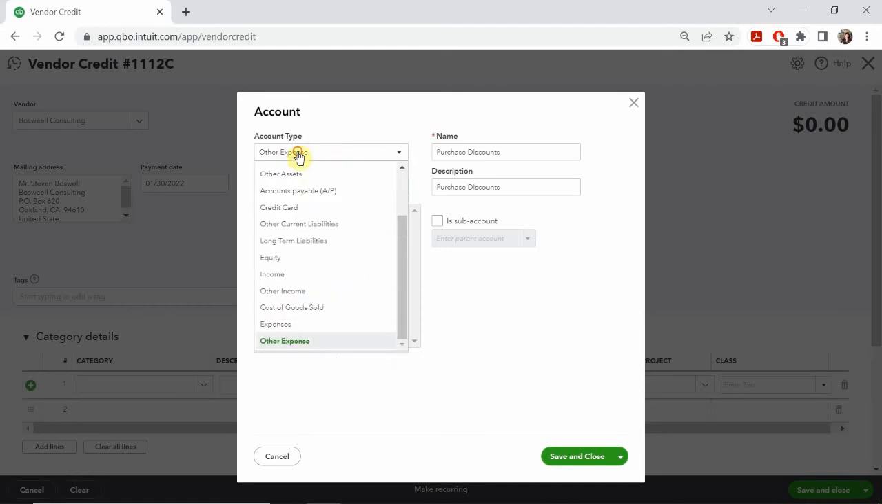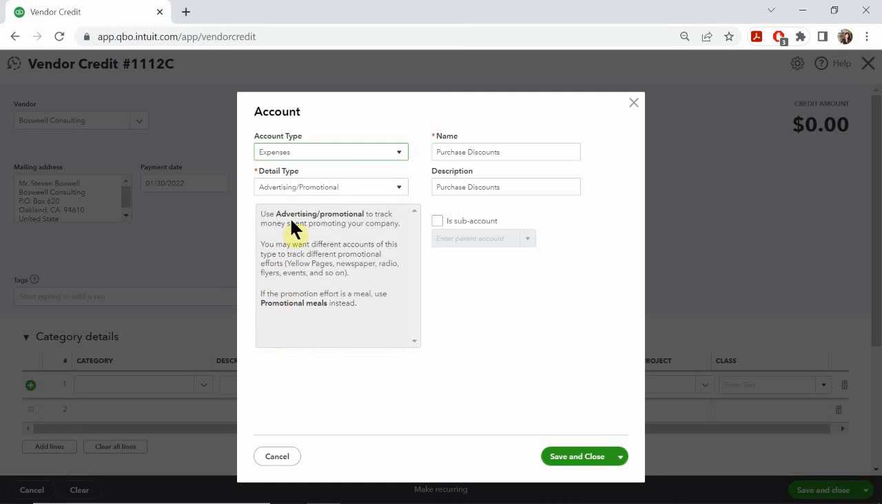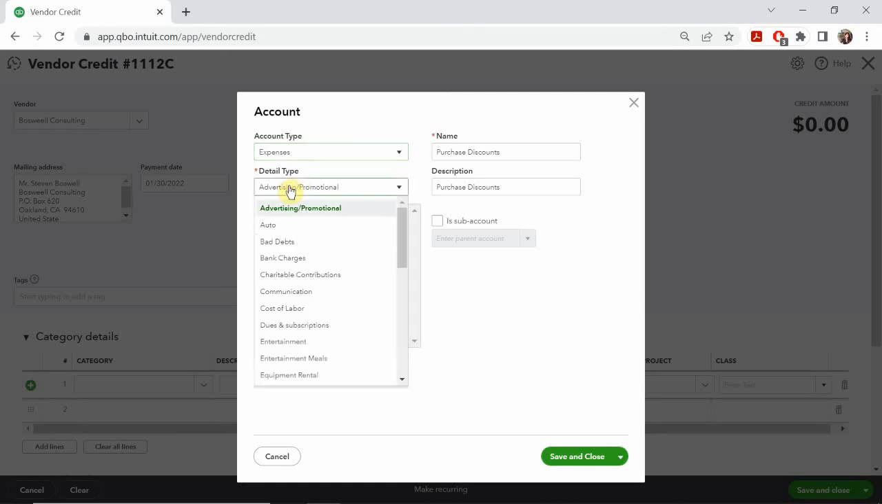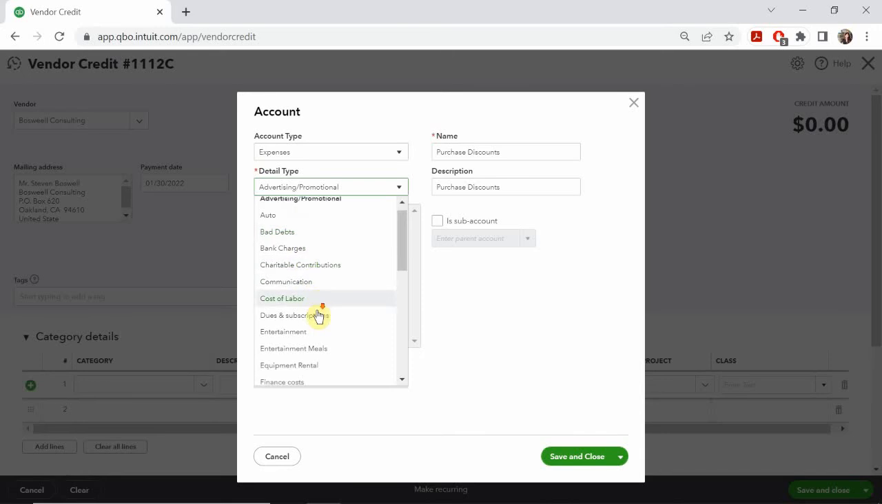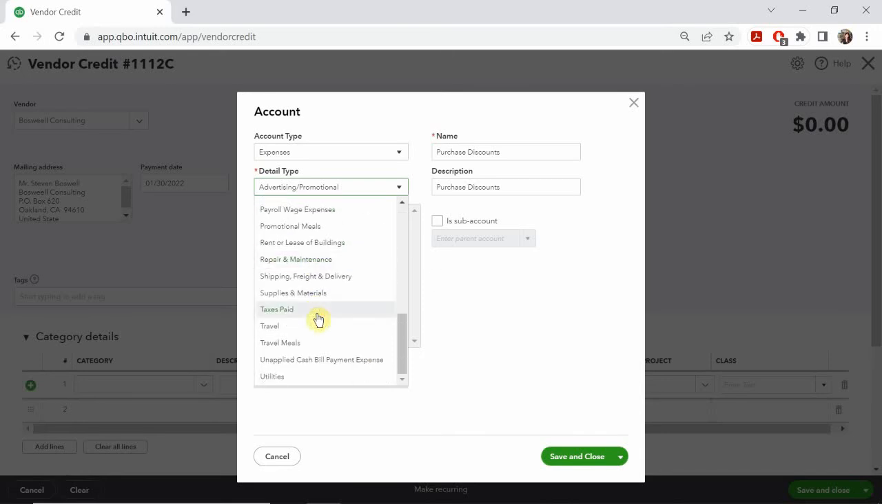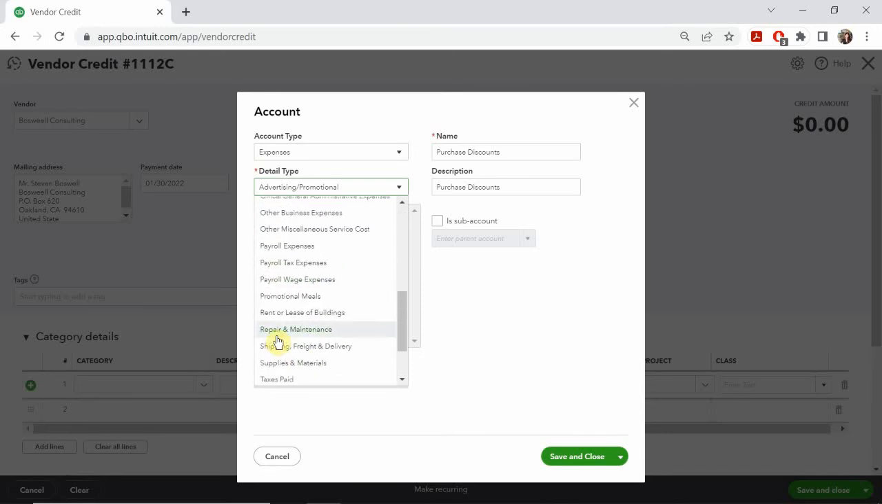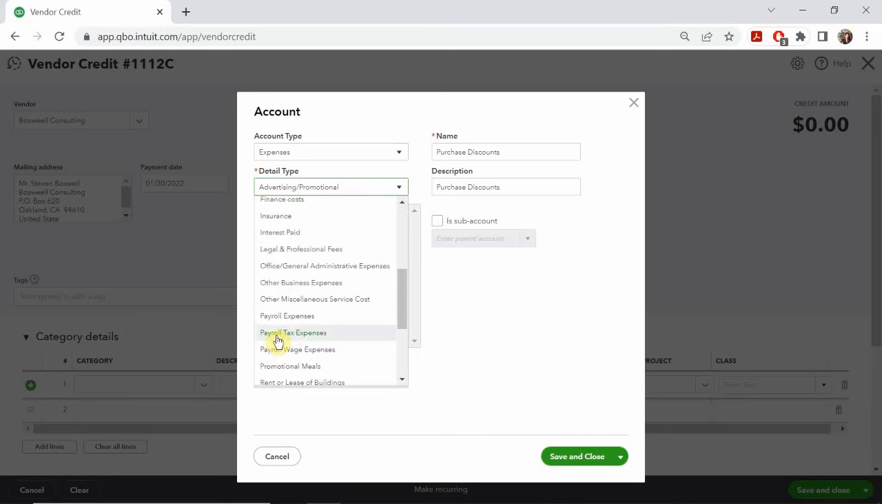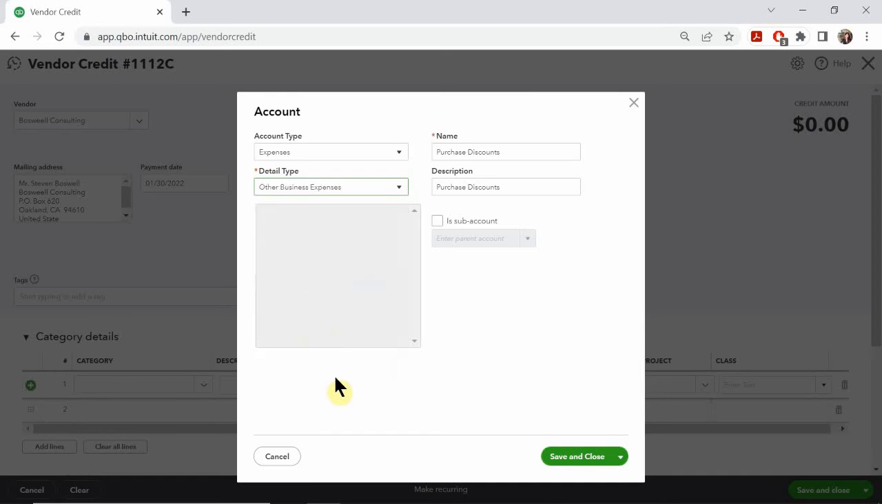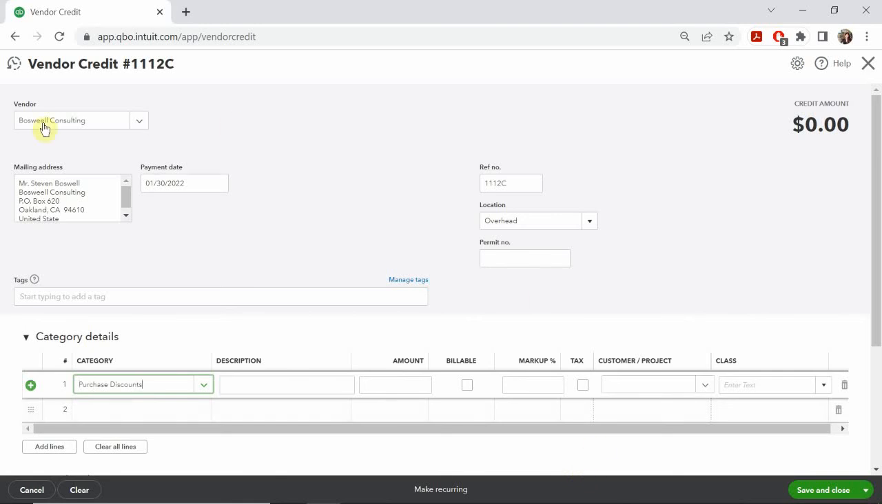Okay, let me try, I think it's under expenses. Under expenses, and you're going to have it under business expenses. Other business expenses. There you go, other business expenses. Okay, and then I'm going to go ahead and save. Okay. So there you go.